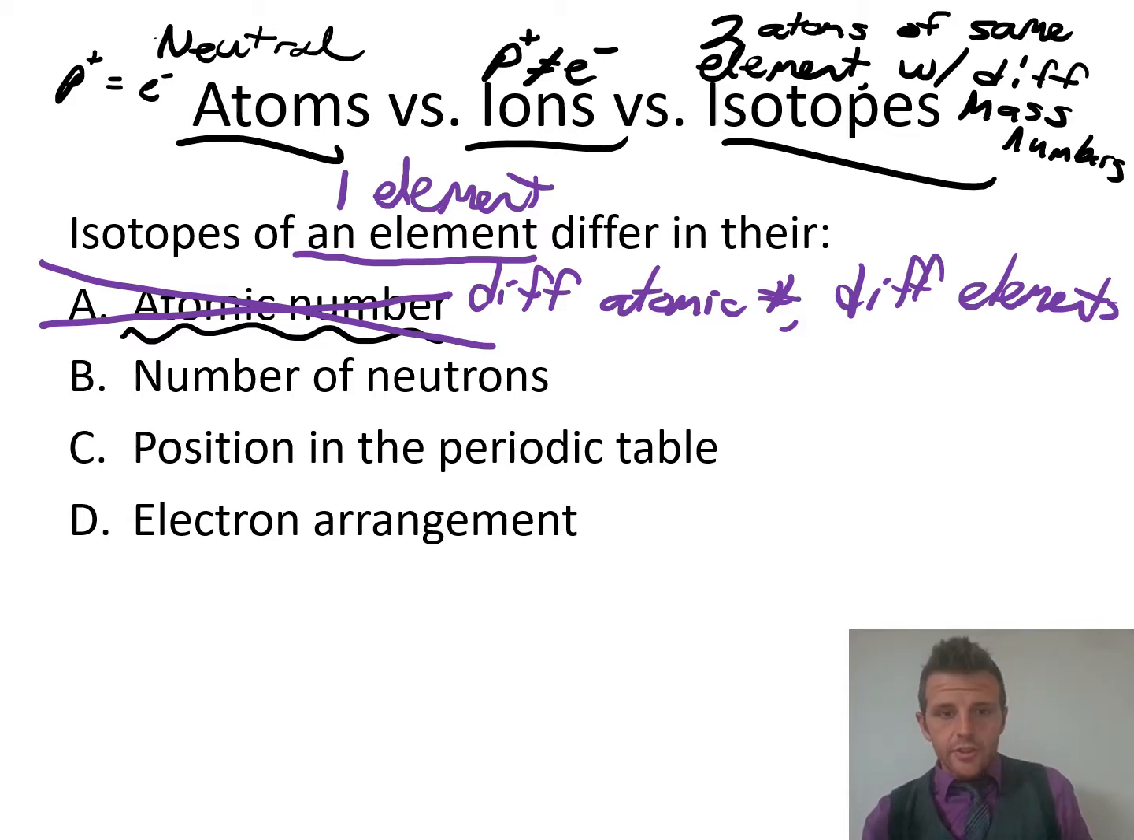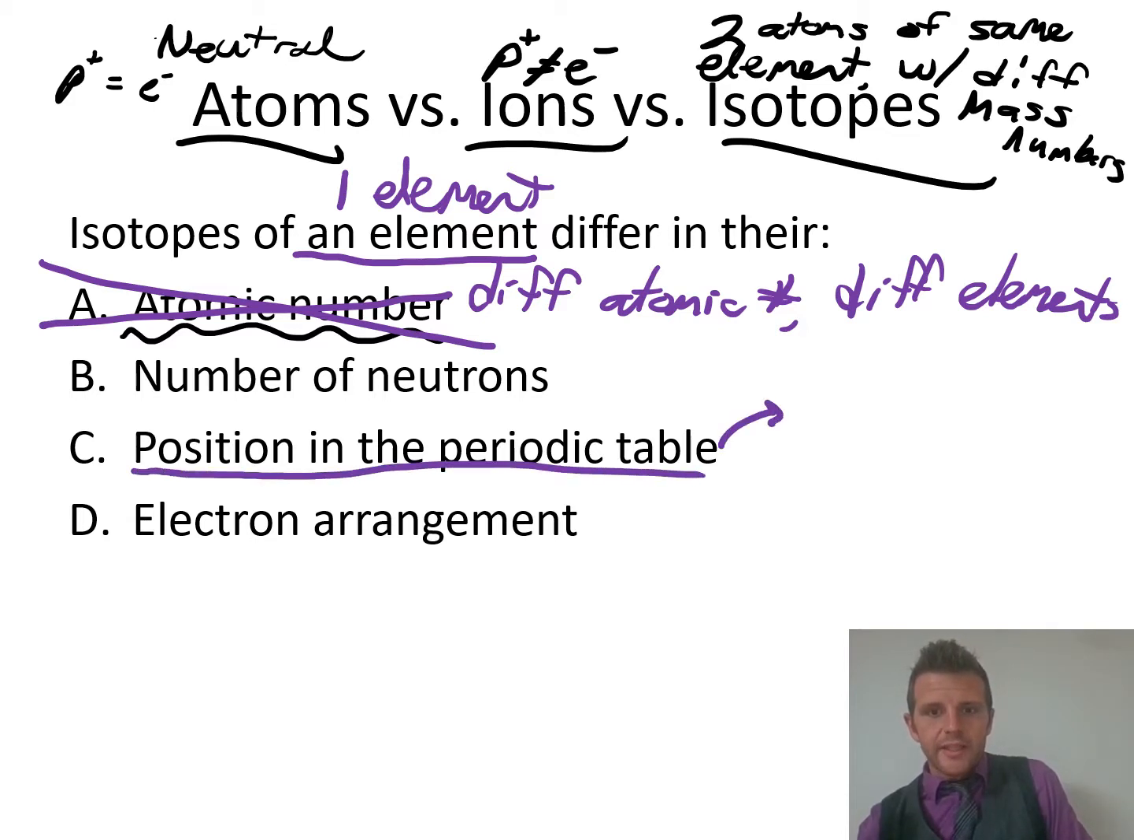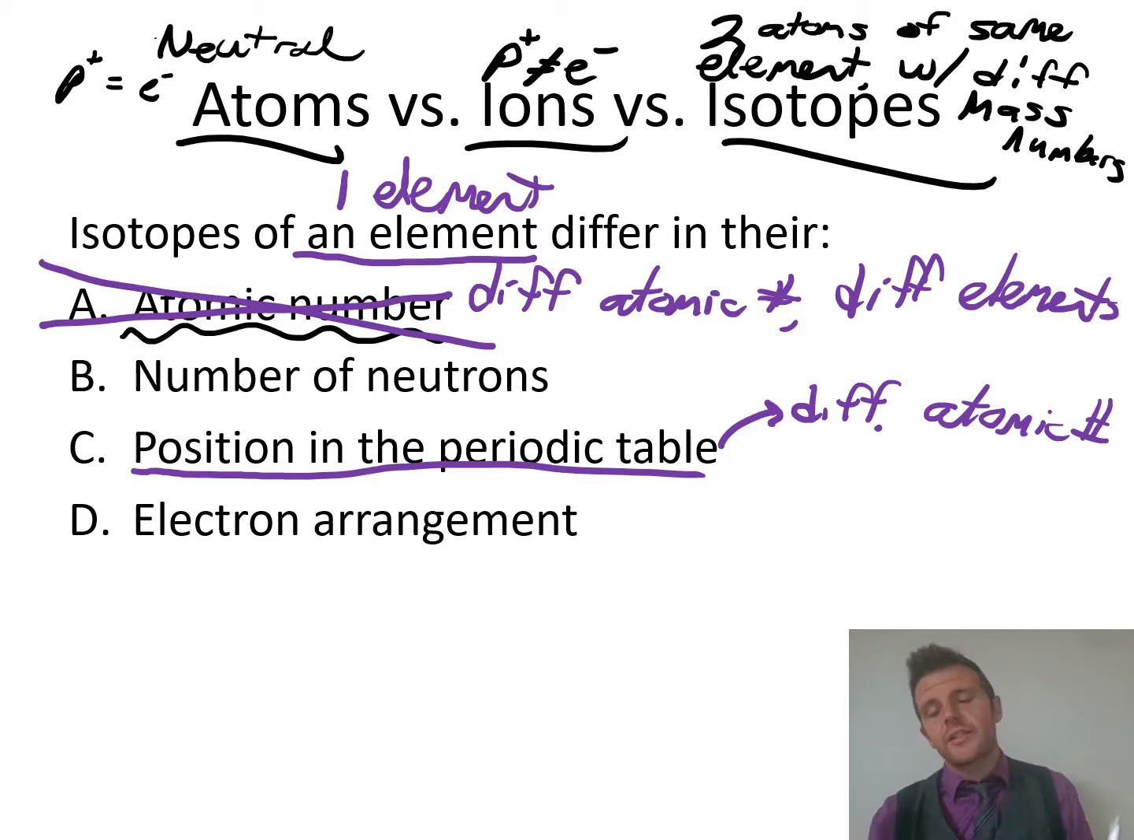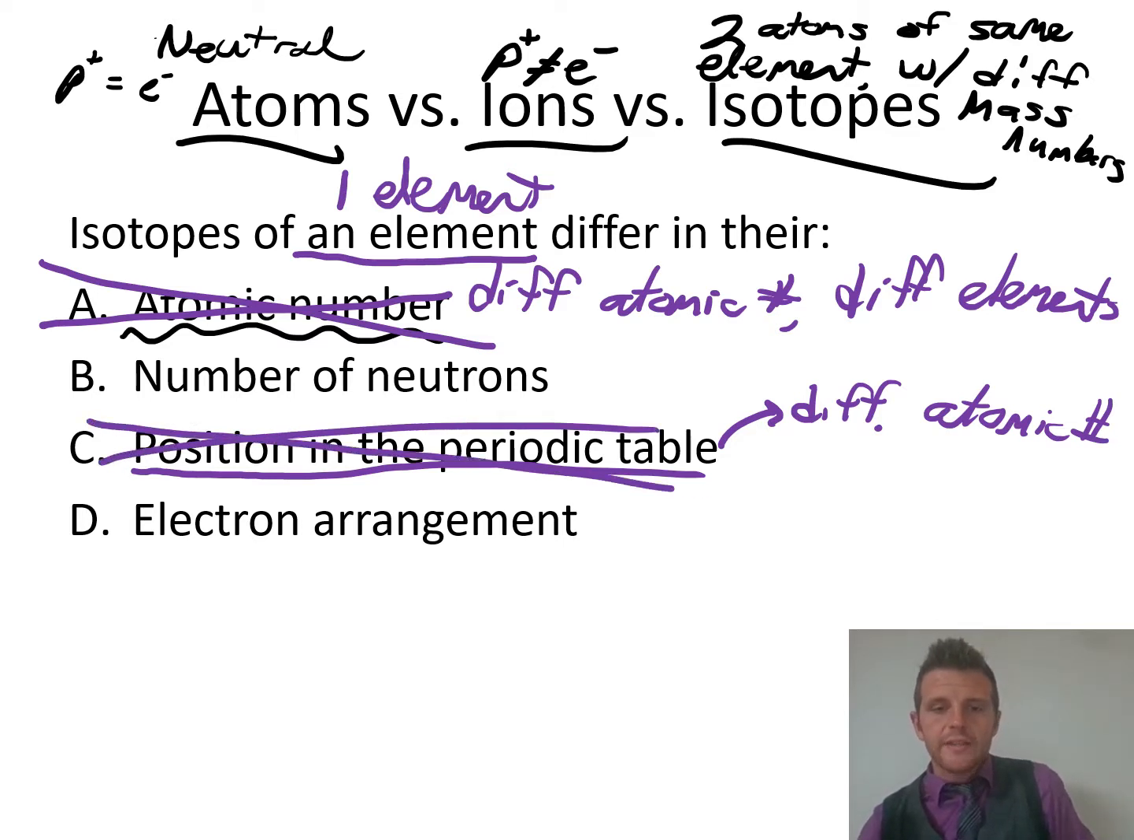All right, so then let's just jump down to C. If they have a different position in the periodic table, that implies that they have a different atomic number, because the periodic table is designed by increasing atomic number. So hydrogen's 1, helium has an atomic number of 2, and so on and so forth. So if they have a different position in the periodic table, that means the atomic number is different, which means a different element. We already talked about that and why A is wrong. So it's for sure not C.